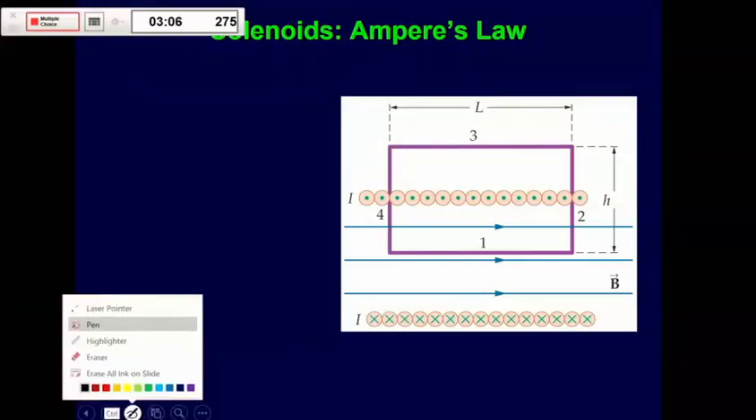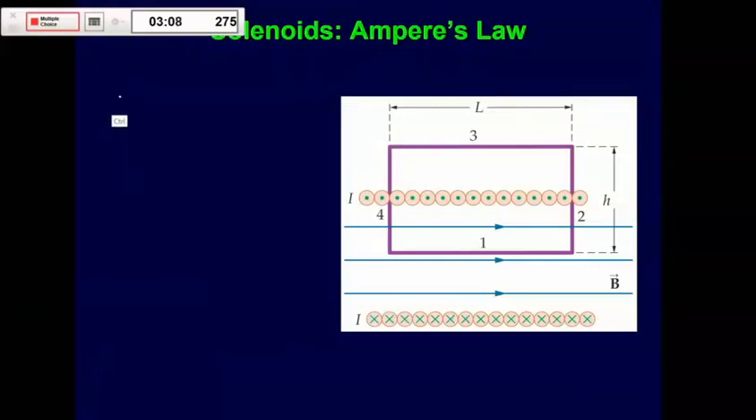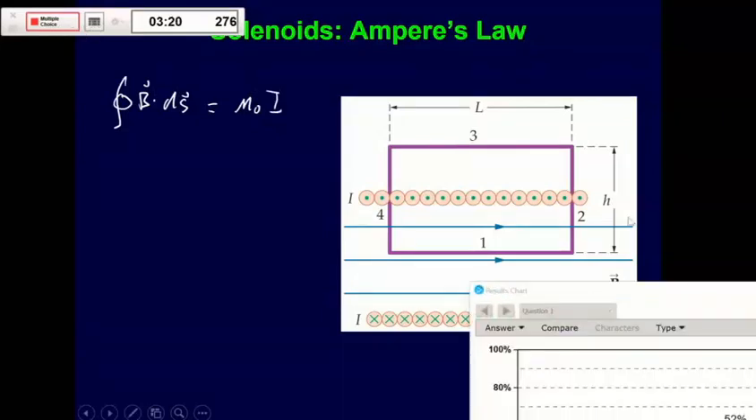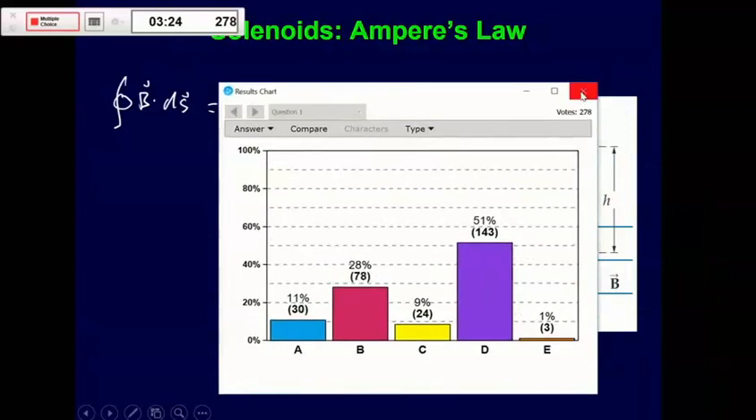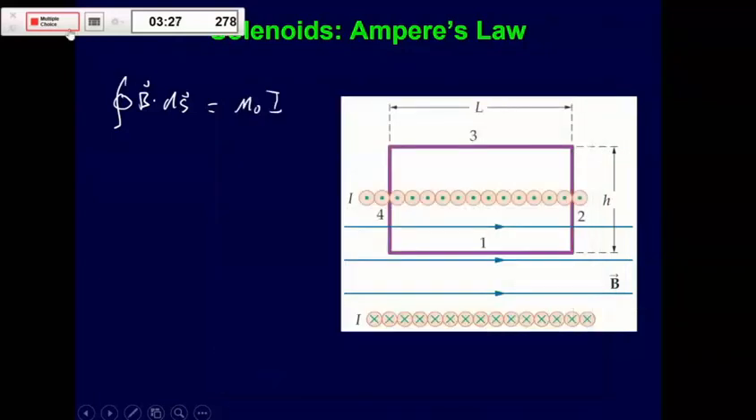And so we would set up this B dot ds equals mu naught times I. And I'll go over here and just stop this one. So I think at this point, yeah, the correct answer is in there, but a lot of people said just I. So we want to make sure that definitely hits home.